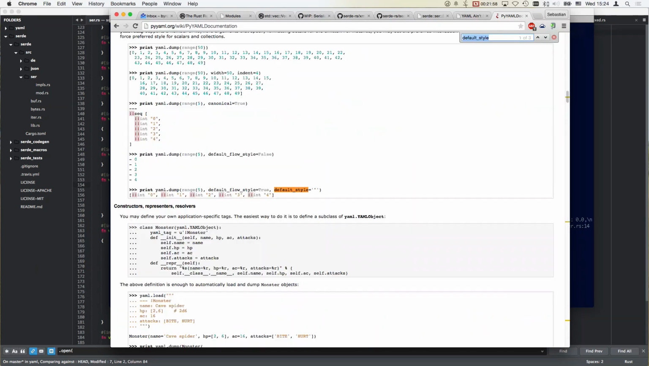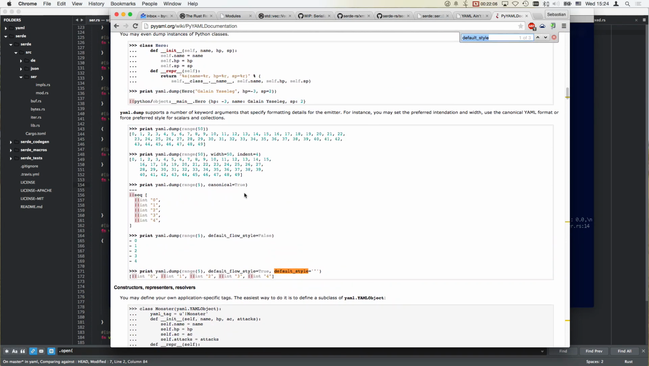Is there some documentation on what it really does? Canonical, true. Well. Default flow style, false. Yeah, that's something I know already. Oh, I even have a width for the entire document. That's amazing. I don't necessarily want to support that.